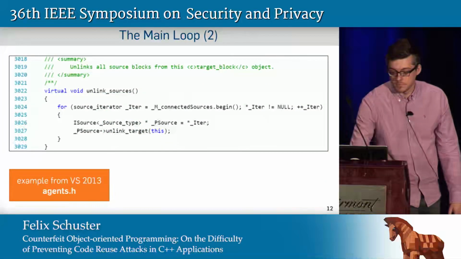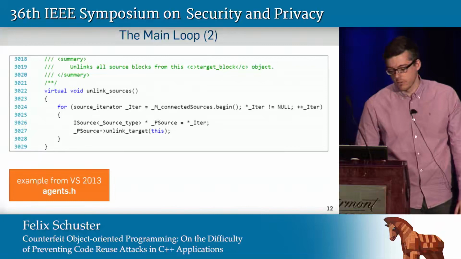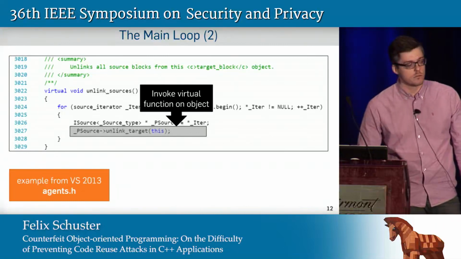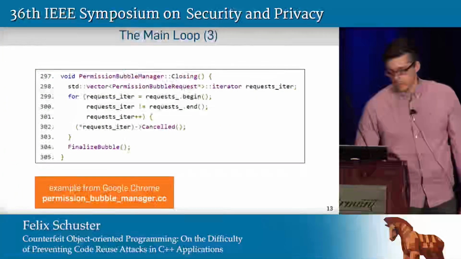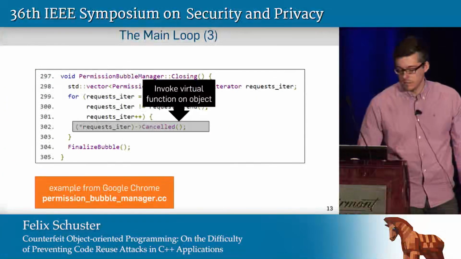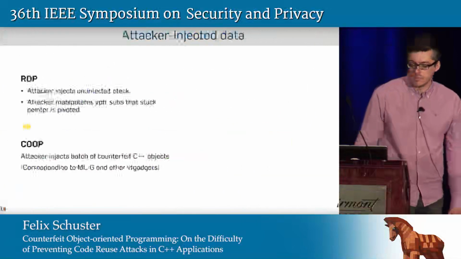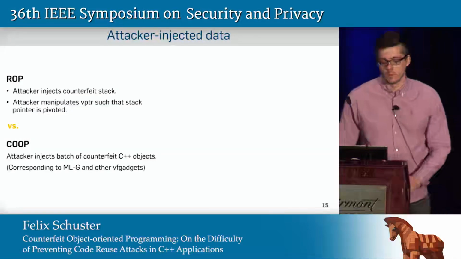Okay, here's an example of a main loop from Visual Studio 18.h. Just to give you an idea, it looks pretty similar to the former example. Here's an example from Chrome, and here's an example from Internet Explorer. Okay, so there are plenty of main loop gadgets available.